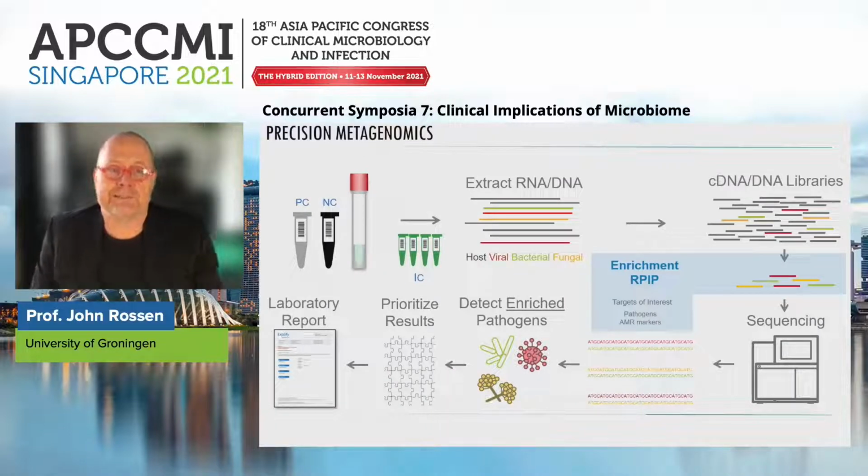Precision metagenomics starts similar to clinical shotgun metagenomics. So we extract RNA and DNA, make use of the positive, negative control and the internal control, and then we prepare the libraries again. But now, before sequencing, we enrich the libraries with hybrid capture probes, targeting the pathogens of interest. And then after enrichment, we will sequence the libraries. And then we detect enriched pathogens. Again, we need to prioritize the results and generate a laboratory report to be able to inform the clinicians.